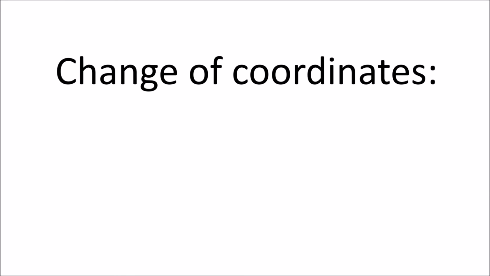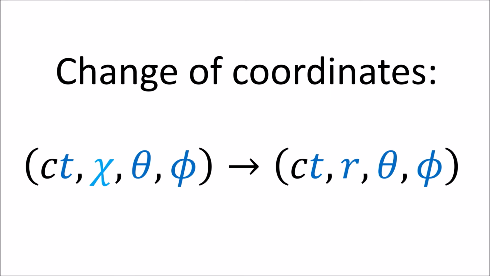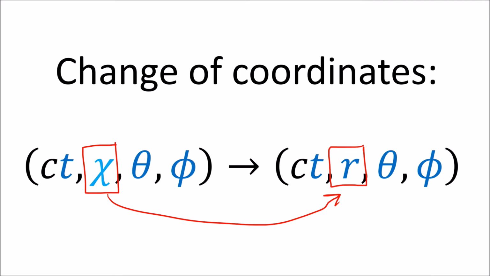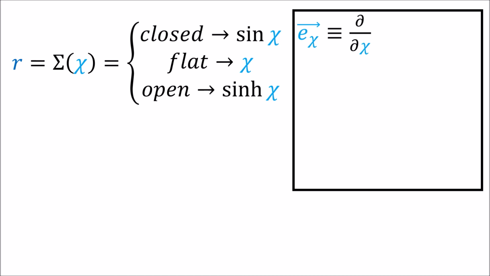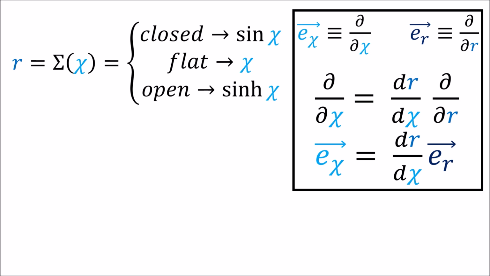So what we're doing here is basically a change of variables where the ct, theta, and phi coordinates stay the same, but the chi coordinate is rescaled to a new coordinate called r. Remember, basis vectors are just the derivative operators with respect to coordinate variables. So to convert between a chi basis vector and an r basis vector, we use the chain rule conversion term, dr by d chi.